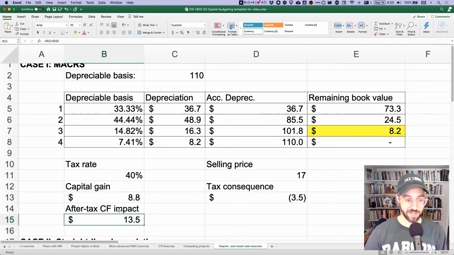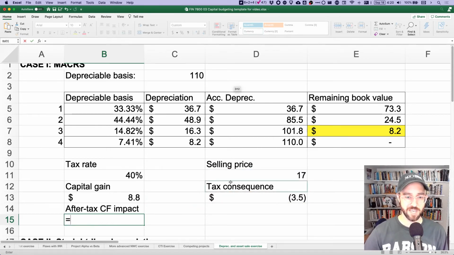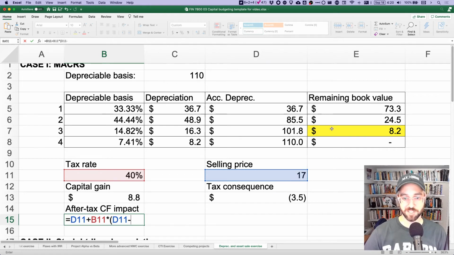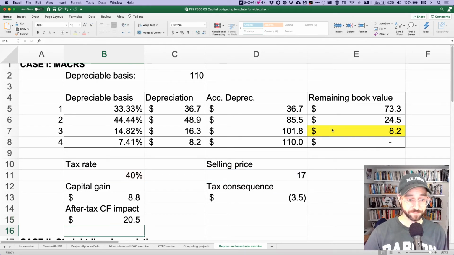And if you wanted to do that in fewer steps rather than breaking things out explicitly, you could just use the formula that was noted on the slide earlier and say that the after-tax cash flow impact is going to be the sales price of $17,000 plus the tax rate of 40% times the capital gain, where the capital gain is going to be the sales price of 17 minus the book value at the time of sale.